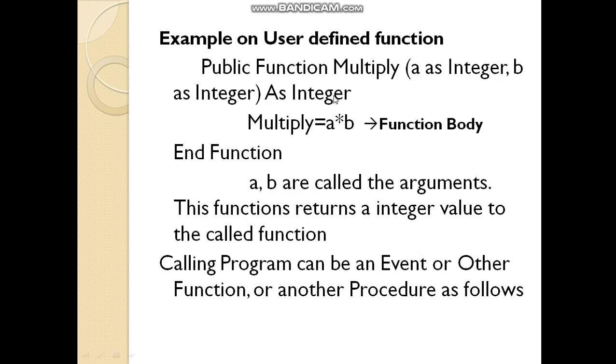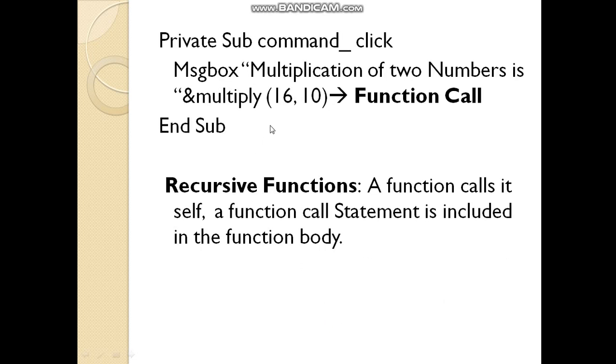So this is the example. Public Function multiply(a As Integer, b As Integer), multiply = a * b. This is the function body. a and b are called the arguments. This function returns an integer value to the calling function. The calling program can be an event, another function, or another procedure, as follows.